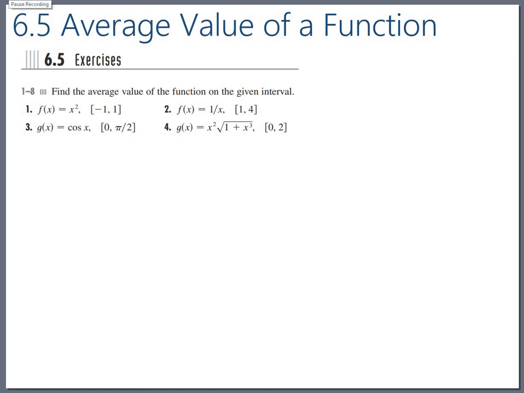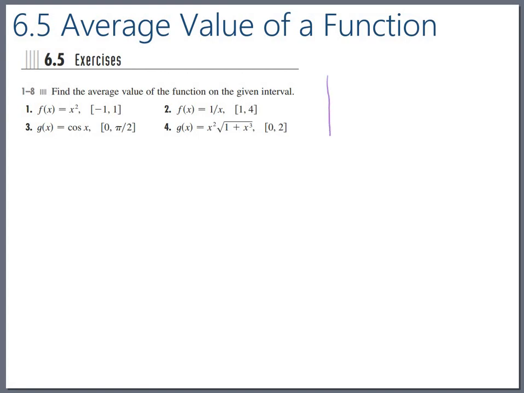Okay, let's look at a couple examples from the 6.5 homework. As usual, I'll try to do evens that are similar to the odd ones that you've been assigned. So let's just look at 2 and 4 to start with. Question 2 is just 1 over x from 1 to 4. They just want you to find the average value. You don't even have to draw a picture.